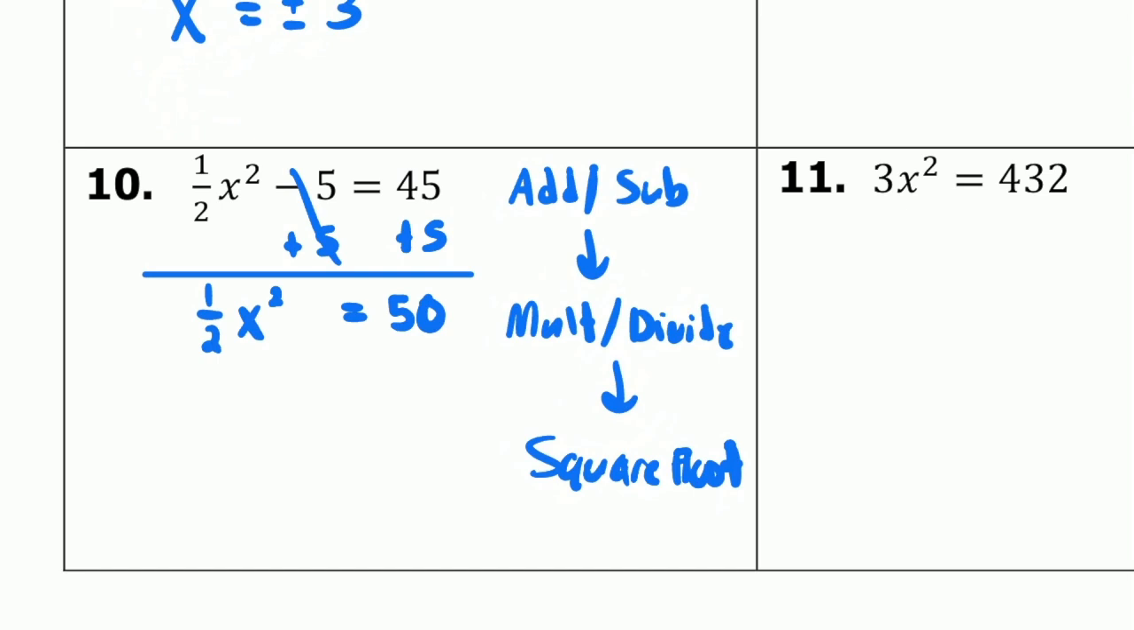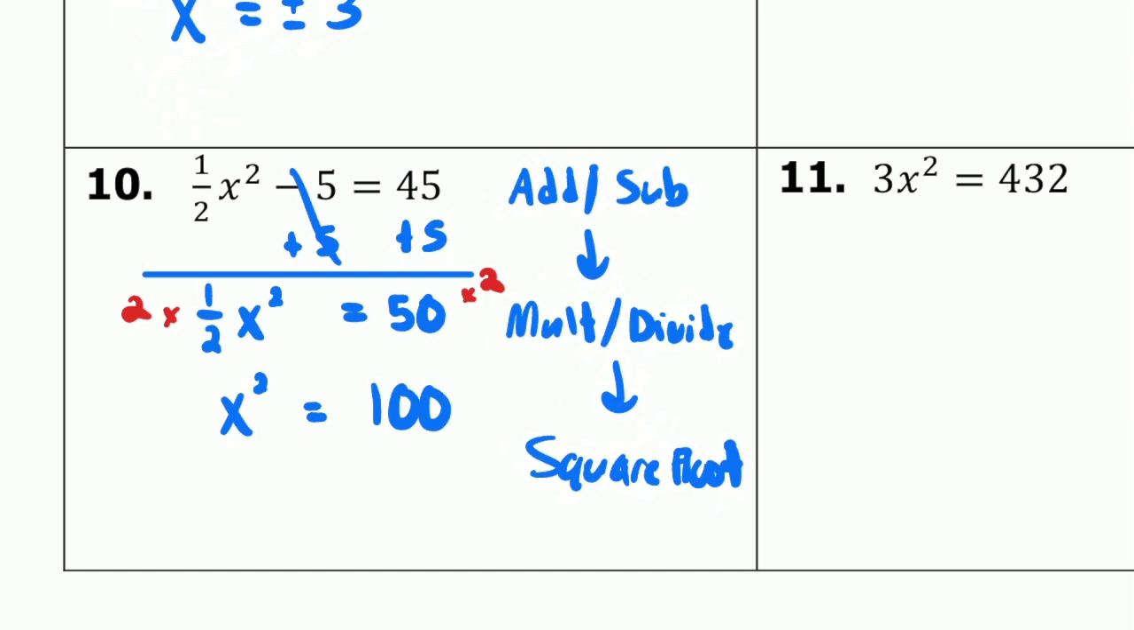And then now I'm going to either multiply or divide. So if I have multiplying by 1/2, I can think of it as dividing by a half, and the same thing as dividing by a half is multiplying by 2. So I'm now going to multiply both sides by 2. So that will give me x squared is equal to 50 times 2, which is 100.